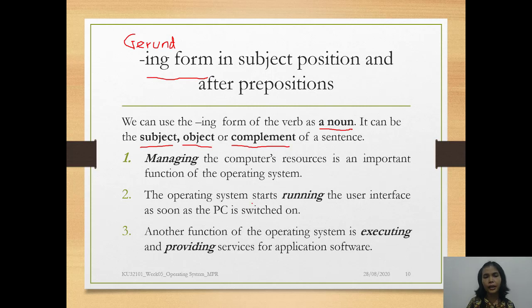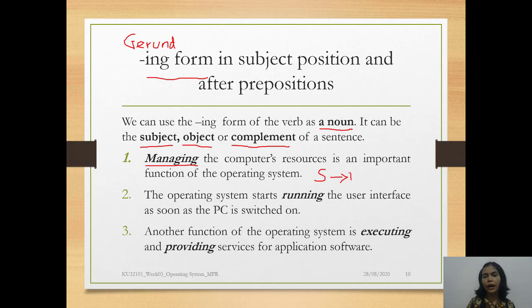So for example, in sentence number 1, managing the computer's resources is an important function of the operating system. Over here, as you can see, the word managing is positioned as the subject. So managing over here is actually an ing form of the word manage plus ing. So manage plus ing is changed into managing, and this becomes the ing form as a noun in the subject position. So the subject position as a noun.